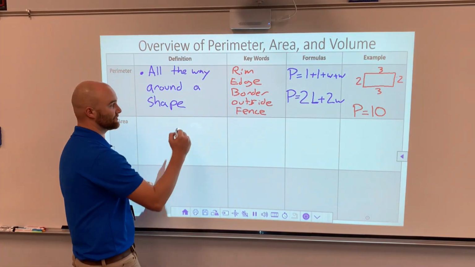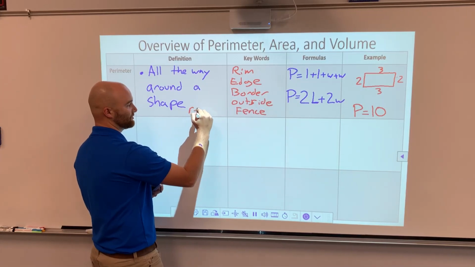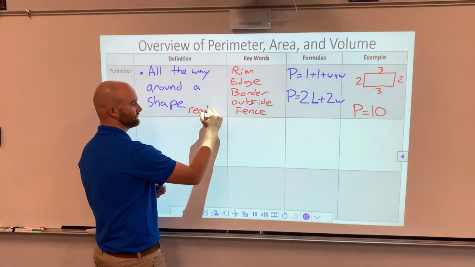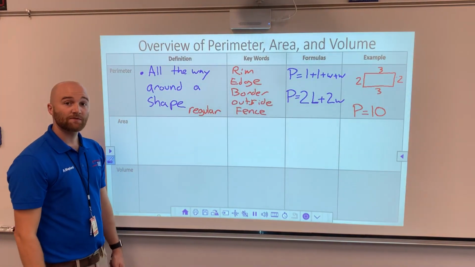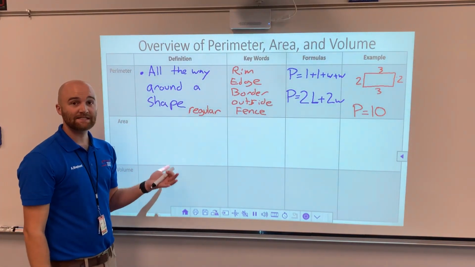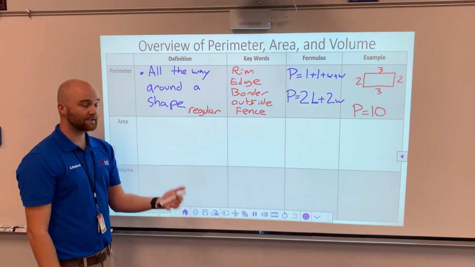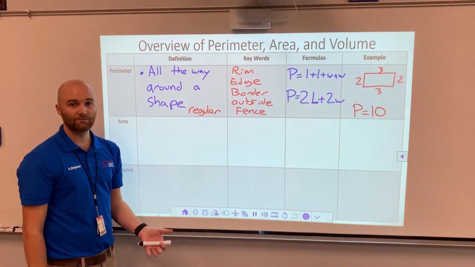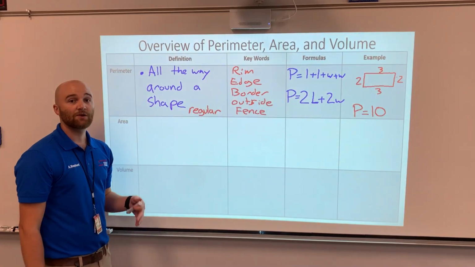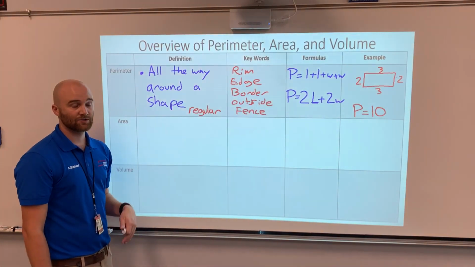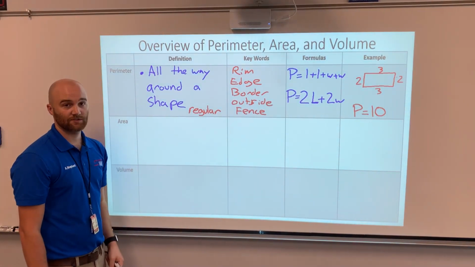Over here, I want to add one more thing, which is standard units. So this is regular units. They're regular units. So if I'm measuring these in feet, it would still be 10 feet. Not 10 feet squared, not 10 feet cubed, it would be 10 regular feet. If I'm measuring this in inches, it would be regular old 10 inches. It wouldn't be inches squared or inches cubed, it's regular inches.